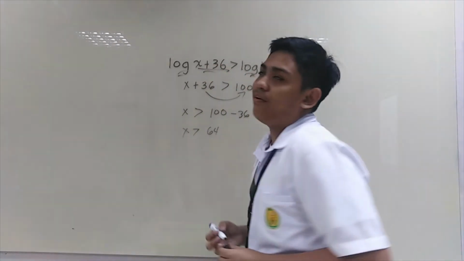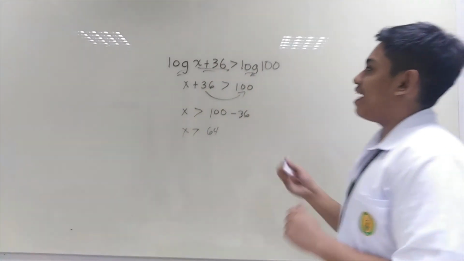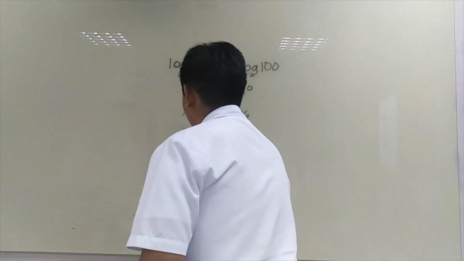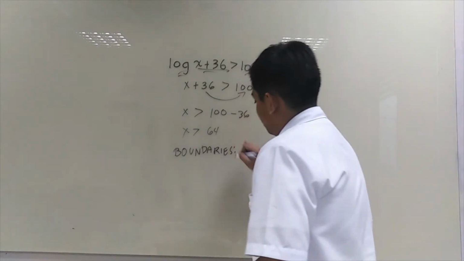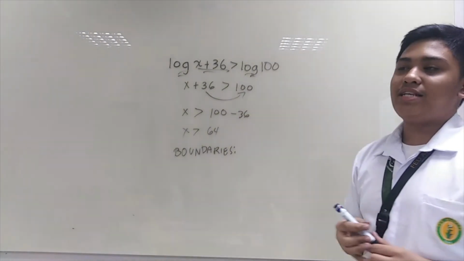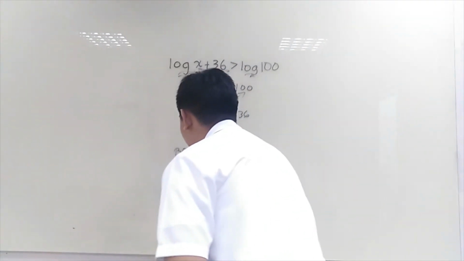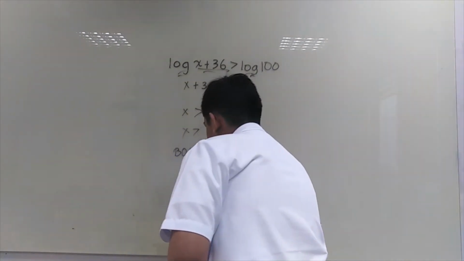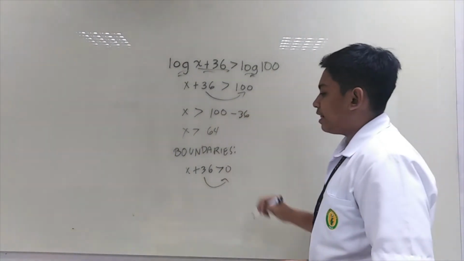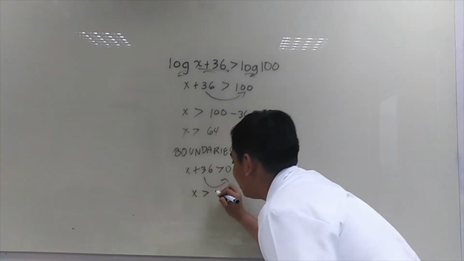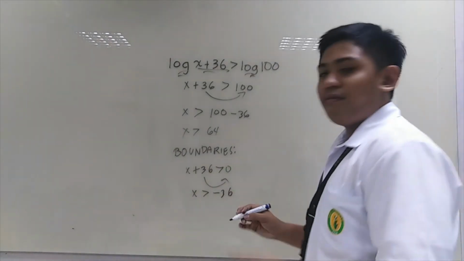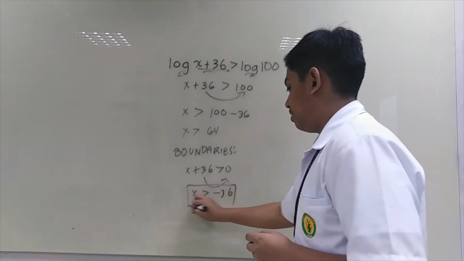Since we have a binomial, we will make boundaries. All we need to do is equate the binomial to 0. So x plus 36 is greater than 0. Then we move the 36 to the other side, so x is greater than negative 36. And we have our first boundary.